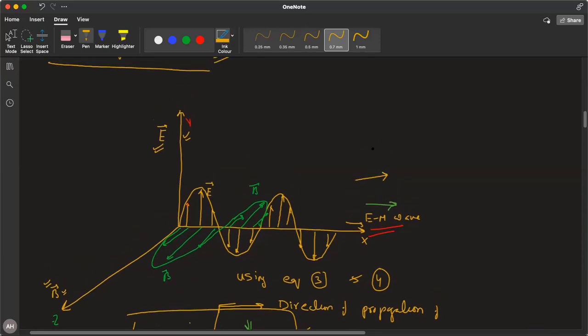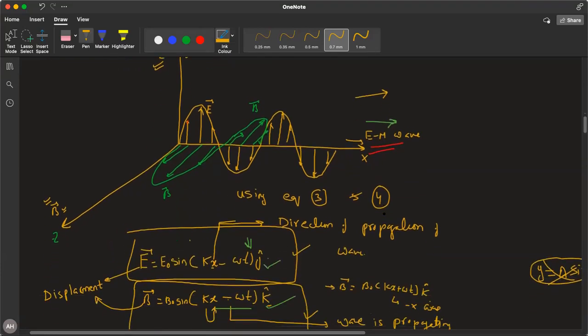Electromagnetic wave is a type of wave which does not require any medium to propagate. It can even travel through vacuum. It consists of electric field and magnetic field. Both electric and magnetic fields are perpendicular to each other. They are also perpendicular to the direction of propagation of wave. That's EM wave.